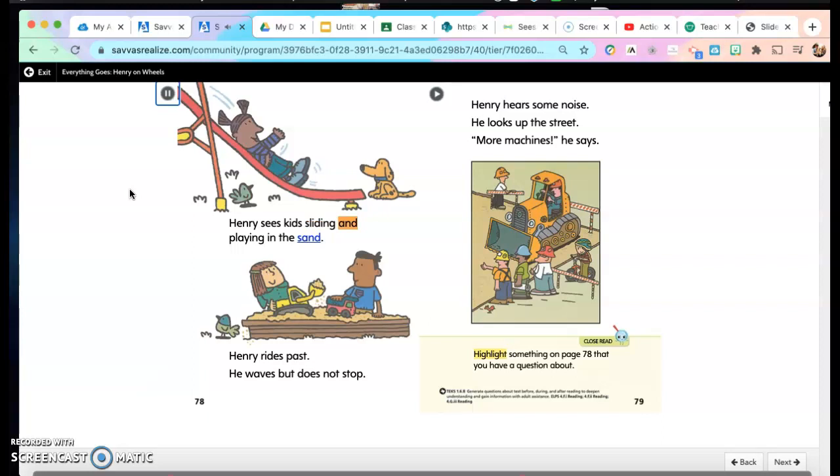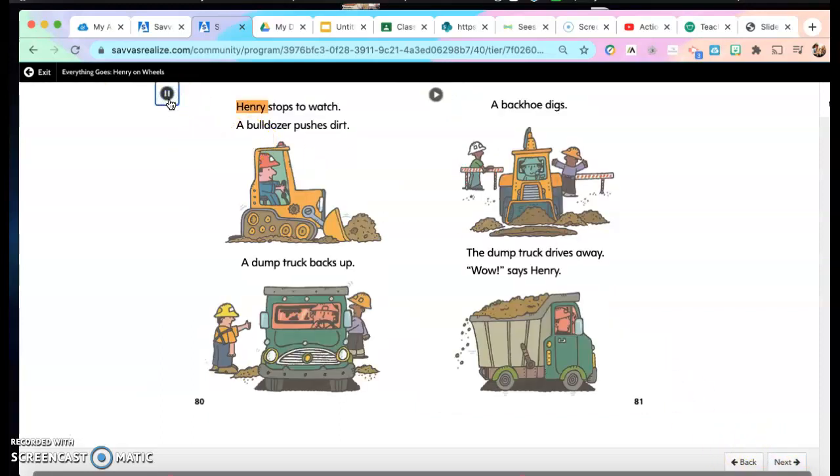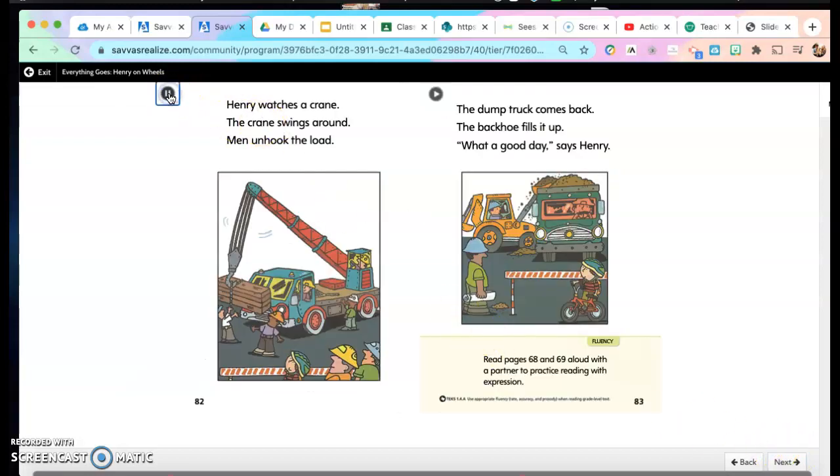Henry sees kids sliding and playing in the sand. Henry rides past. He waves, but does not stop. Henry hears some noise. He looks up the street. "More machines," he says. "Wow." Henry stops to watch. A bulldozer pushes dirt. A dump truck backs up. A backhoe digs. The dump truck drives away. "Wow," says Henry. "Wow." Henry watches a crane. The crane swings around. Men unhook the load. The dump truck comes back. The backhoe fills it up. "What a good day," says Henry.